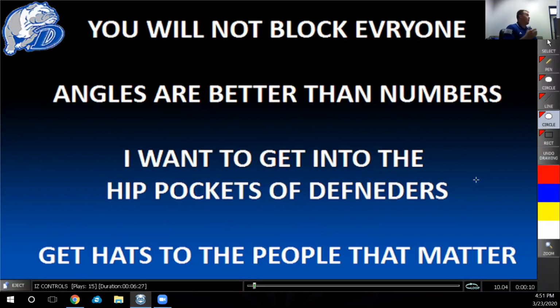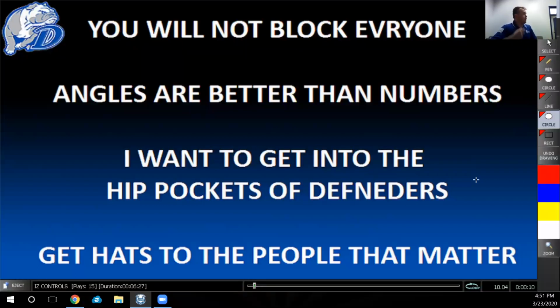So I want to create double teams that allow my offensive linemen to get in the hip pockets of defenders to displace them. That's the ultimate goal, because it's really about how can I help win 2-on-1 and 1-on-1 matchups. That's what this is all about. That's why angles are more important than numbers, frankly.